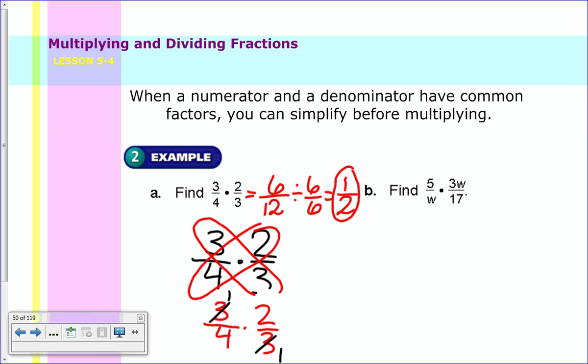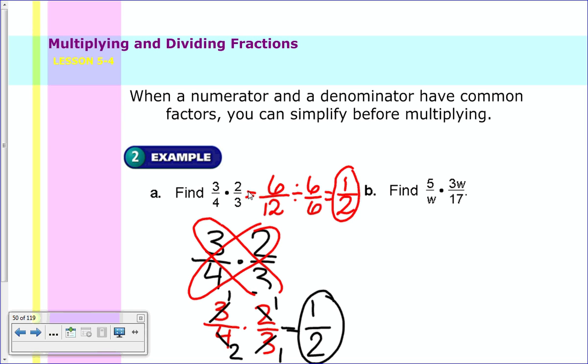Here, I have a 4 and 2. Well, they both have a factor of 2 in common. 2 divided by 2 is 1. 4 divided by 2 is 2. Now I can multiply. 1 times 1 is 1. 2 times 1 is 2. 1/2. So again, either way you solve this, it would work just fine.